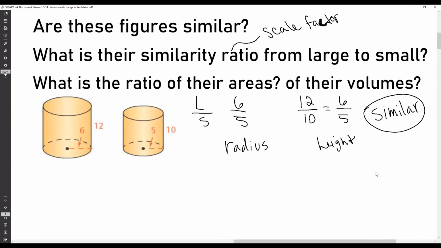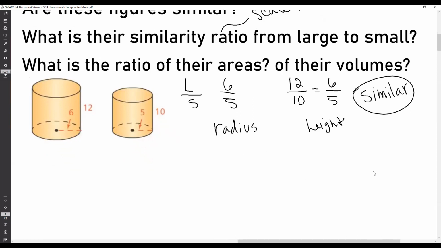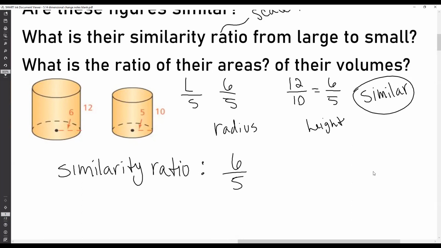And basically, you see how it says from large to small? You want large on top, small on bottom. Whichever one they're going from is going on top, to is going on the bottom. So my similarity ratio would be, you just use one dimension there, like either the radius or the height. We'll just do the radius because they're already reduced. It would be 6 to 5, or you can write it as a ratio. This is how you're going to commonly see it, 6 to 5. Whatever goes in the top goes on the left, whatever's on the bottom is on the right. So 6 to 5.